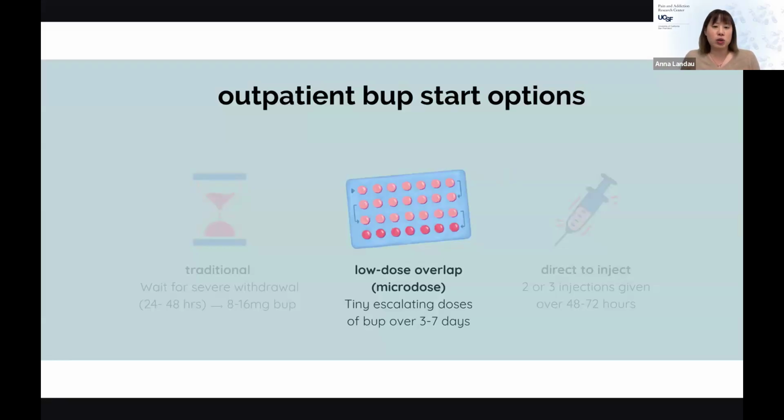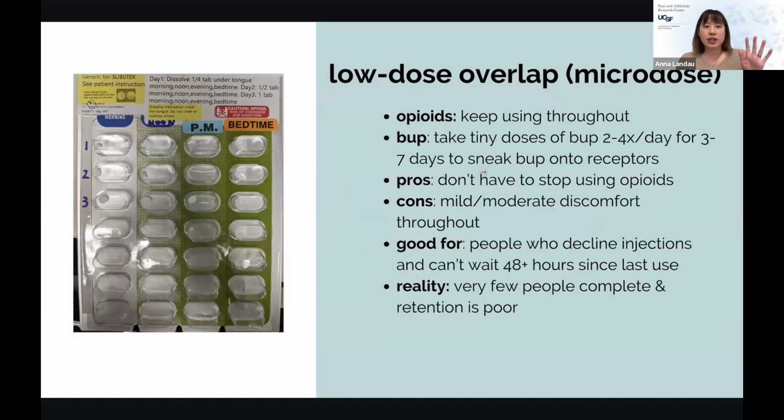And also, people usually will still use their opioid while they're going through this. So there's not that period where you have to stop entirely and wait until severe withdrawal. You can gradually start buprenorphine in this way. And this is on the left.